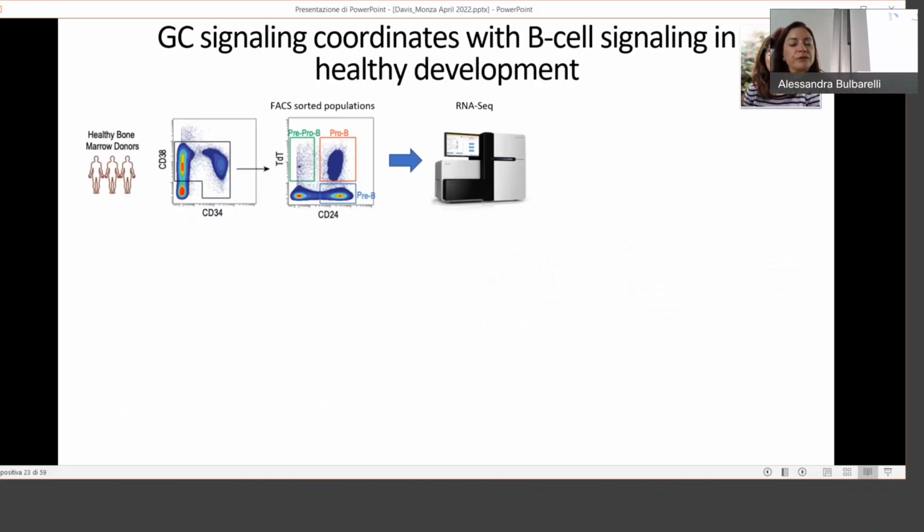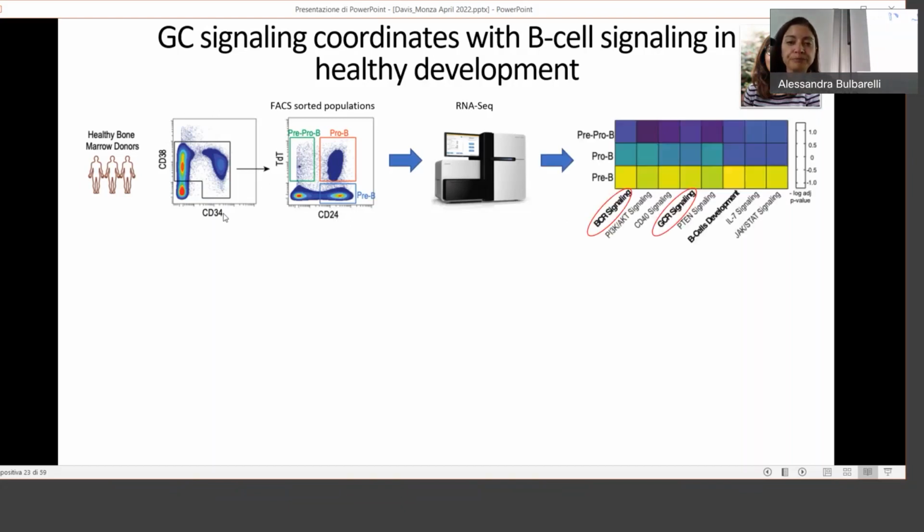As I mentioned, this is Yolanda's work, and it started a very long time ago. After looking at our progression of development in healthy B cells, we were really interested in understanding what are the transcriptional programs that change across these developmental stages. So we performed RNA-seq on sorted cells from these 3 populations and in 3 individual healthy donors.